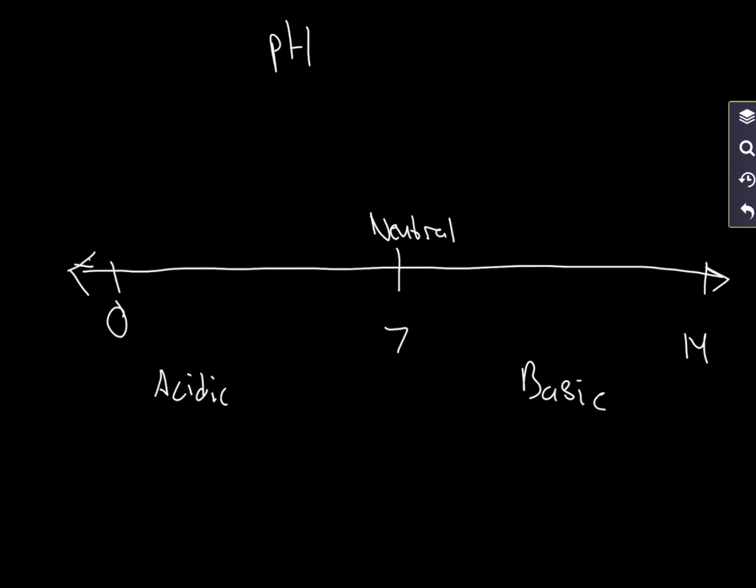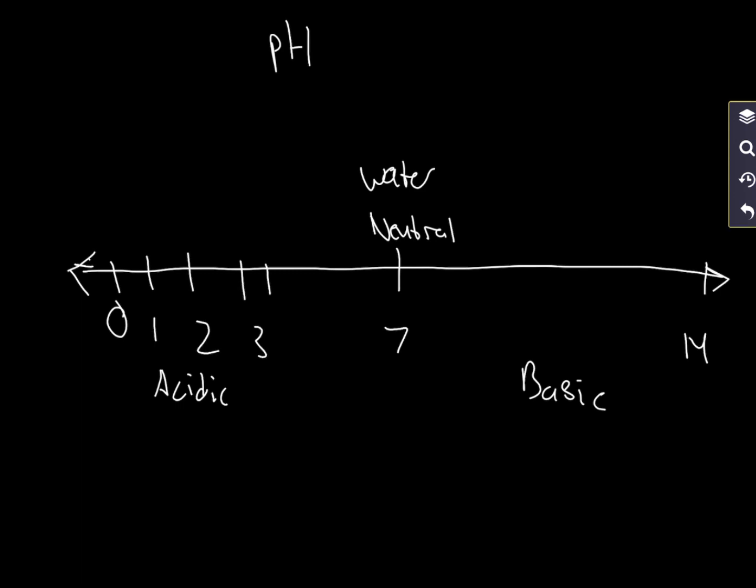So things that are neutral, like water, sit at a pH of 7. Water is a neutral compound. Things that are more alkaline or more basic than water have a pH higher than 7, while things that are acidic, like your stomach acid, have a pH lower than 7. Now, the pH scale is a logarithmic scale. What do I mean by that?